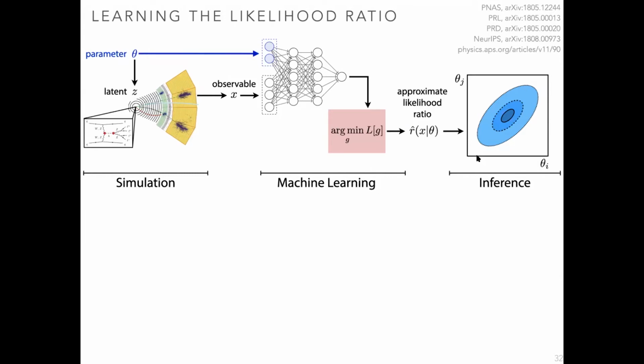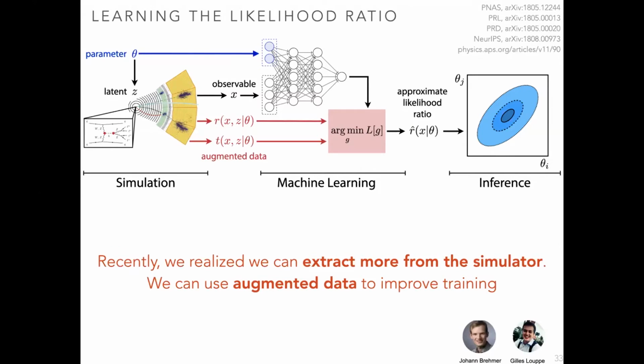And then we realized that we could do something smarter, and we could augment the training data by reaching into the black box that is the simulator. We can extract some other augmented training data that we can use as part of some new loss functions, such that when we minimize those loss functions, we come up with a good approximation of the likelihood ratio, and we can do that with orders of magnitude less training data. So I'll just give a quick feel for how that works.